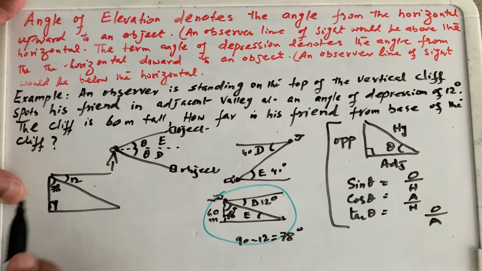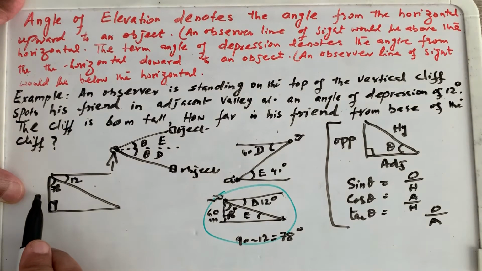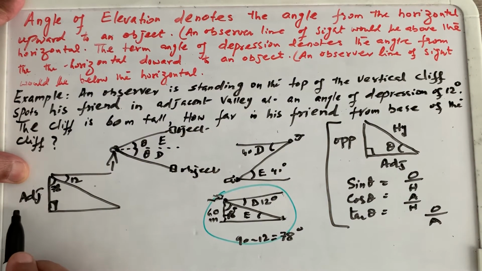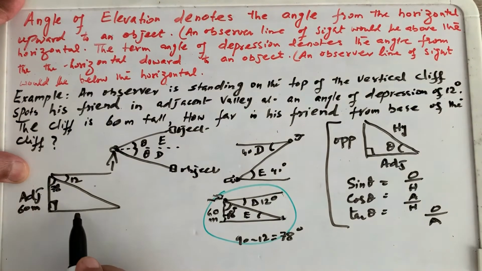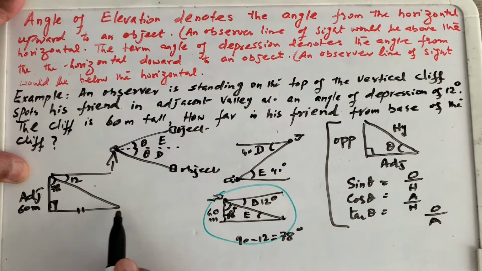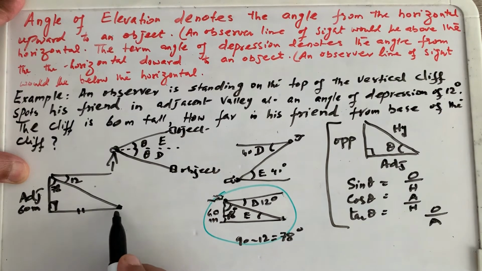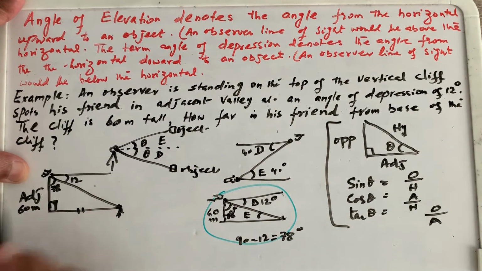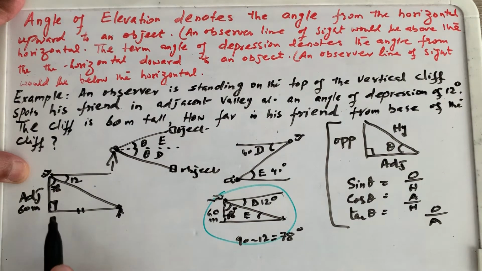So with this angle, what is this side called? This side is adjacent, right? So the cliff height is adjacent. This is given, which is 60 meters, right? And this side is how far the friend is. The friend is here, and he's seeing from the top of the cliff. So how far the friend is from the cliff, this distance is unknown.